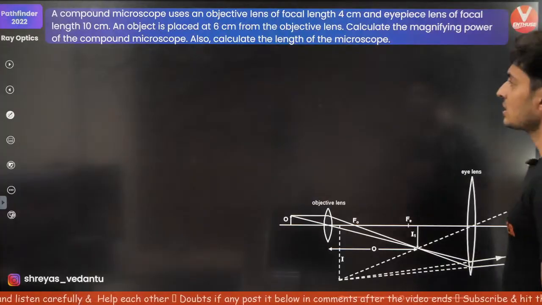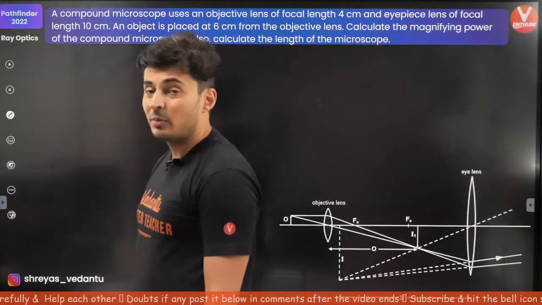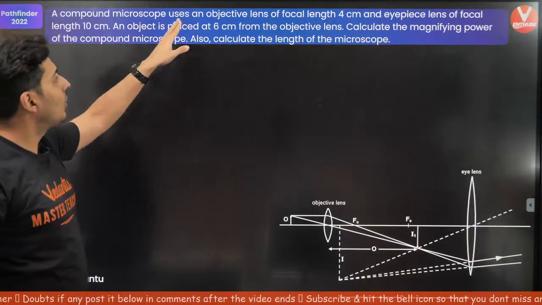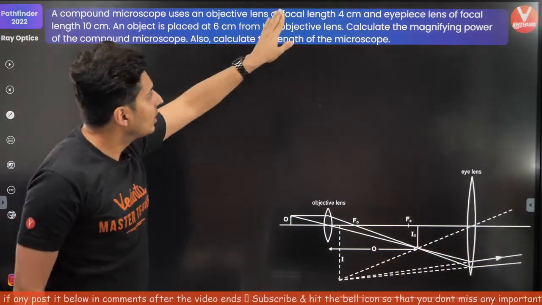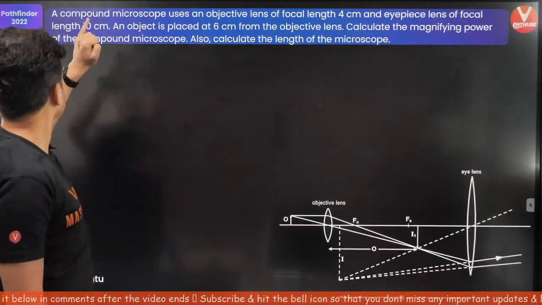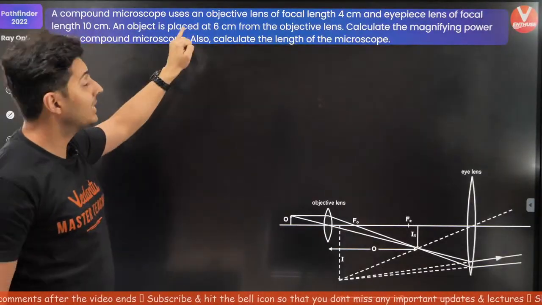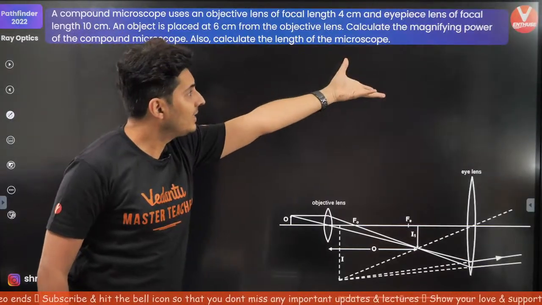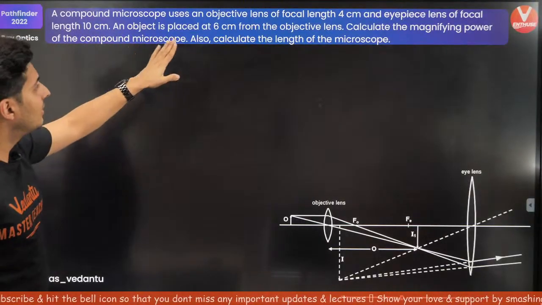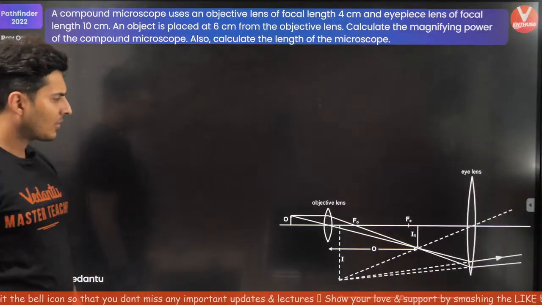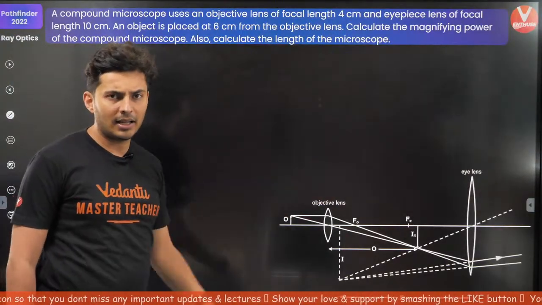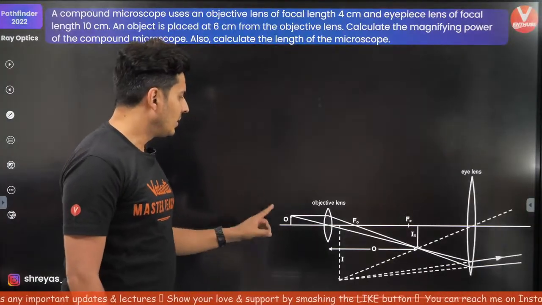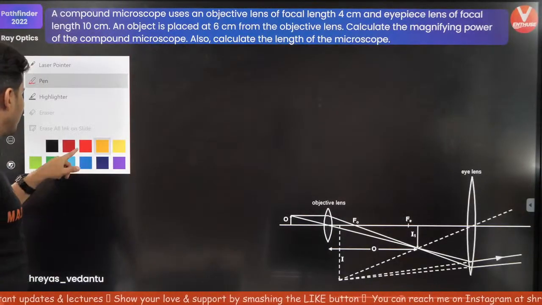Okay, here it is. Interesting question on compound microscope. Let's see what it means. There is a compound microscope which uses an objective lens of focal length 4, eyepiece focal length 10, object is at 6 from the objective lens. Find the magnifying power and the length of the microscope. For your reference, I have just drawn the rough diagram so that you can visualize it. Okay, let's see what all we know and let's start solving the question.